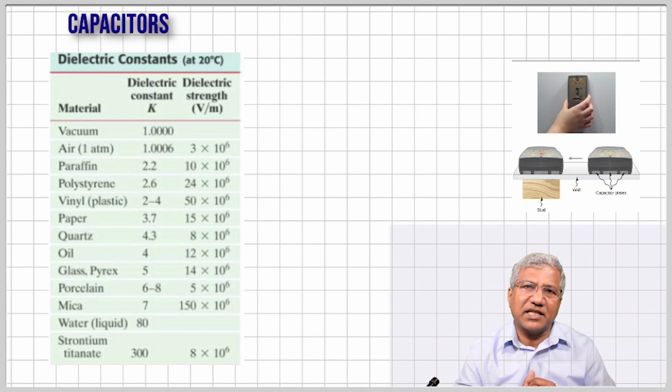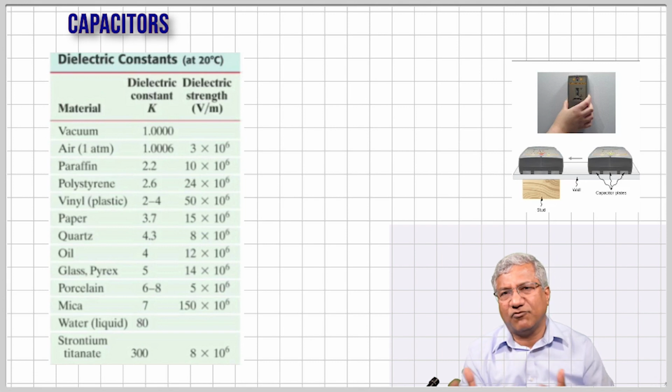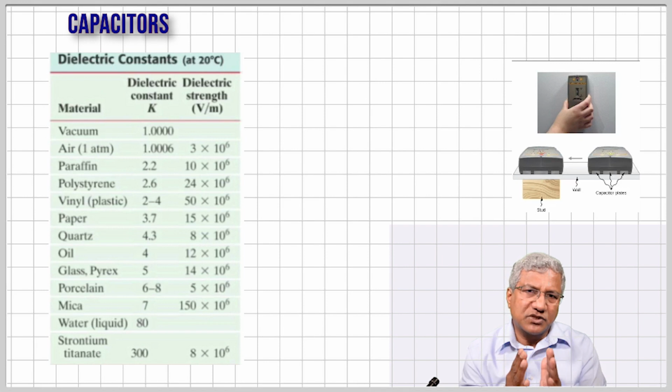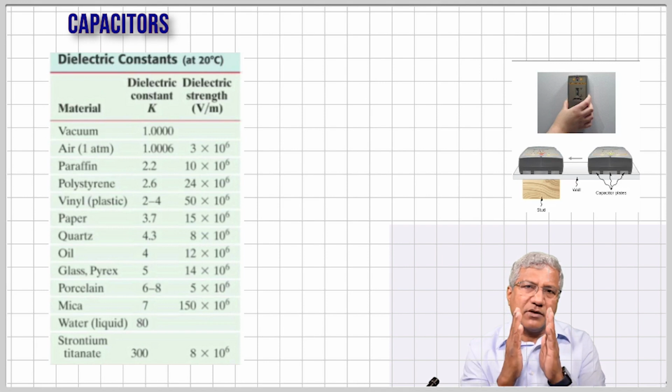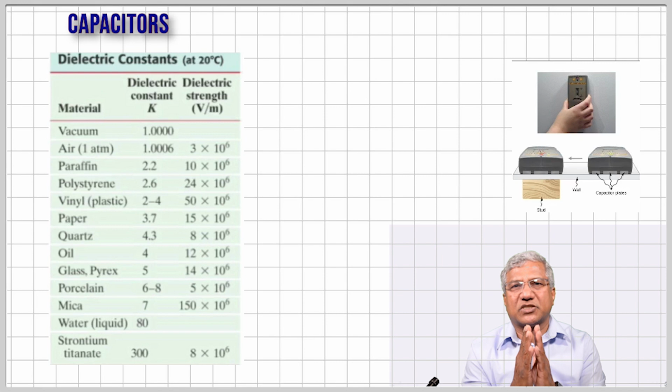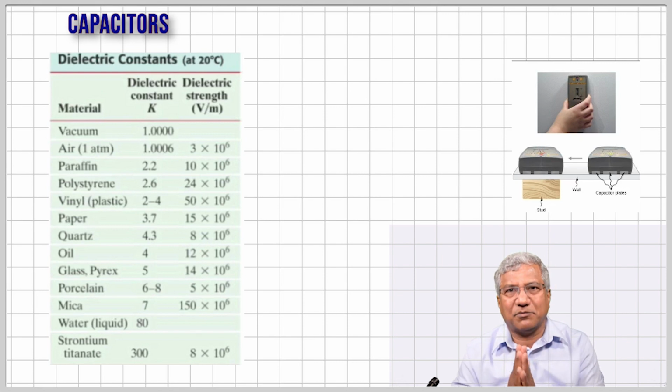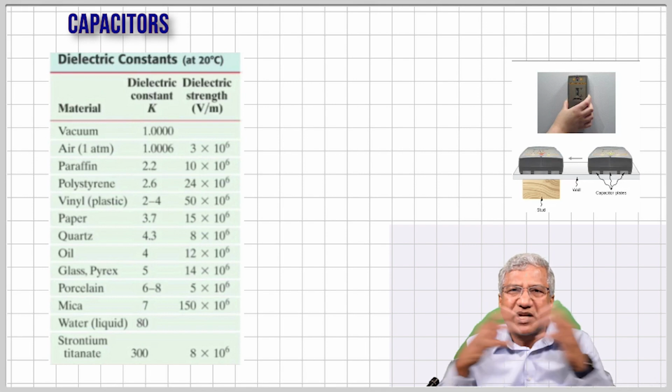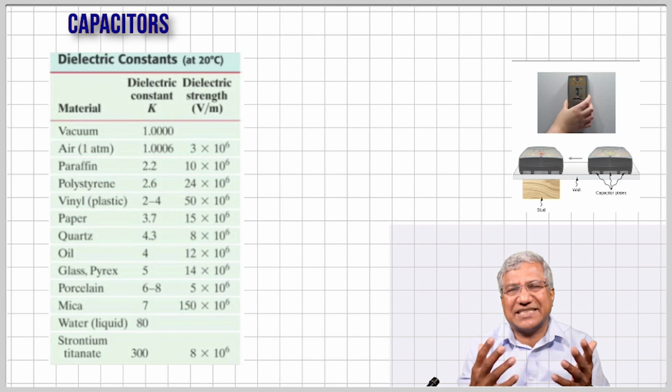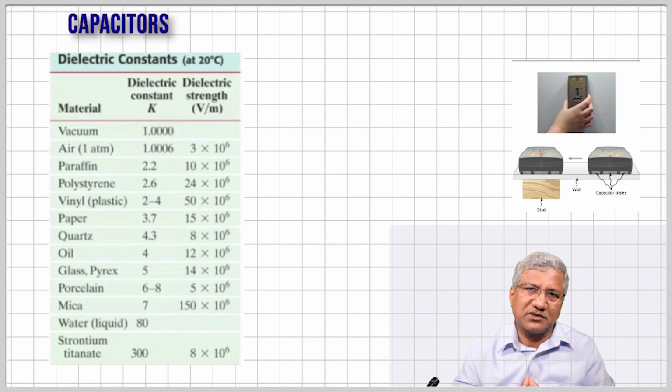Now, what do you mean by dielectric strength? It's given in volt per meter. It gives the point at which the dielectric stops functioning as a dielectric. Remember, it's an insulator. And when you apply too much of a voltage per meter, or you apply too much of an electric field, the dielectric breaks down. It loses its insulating properties.